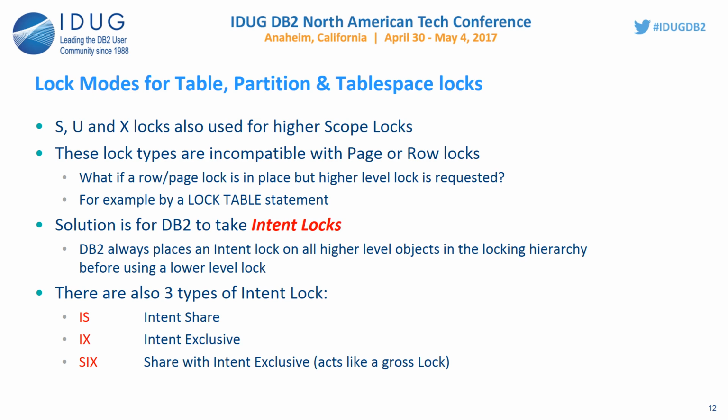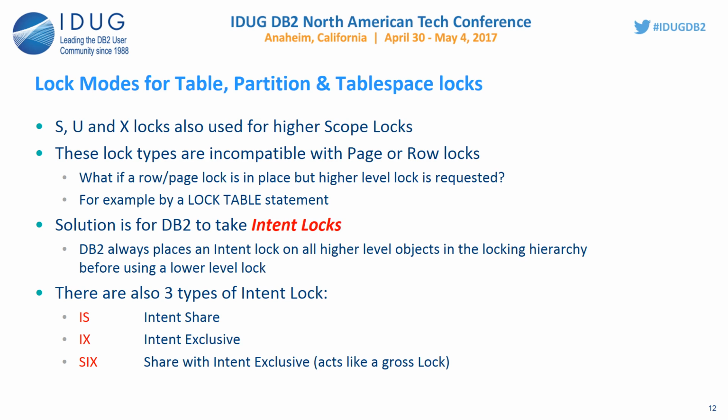Right. So say you've got a share lock on the page, and you say, I want to lock the complete table space exclusive. But somebody else has got a share lock on the page. All right? So now, if DB2 didn't have these other types of locks, DB2 would have to look at every page of the object to determine whether there was a compatible lock on it before it could take the lock escalation or the lock table statement. So what DB2 does is it takes these things called intent locks.